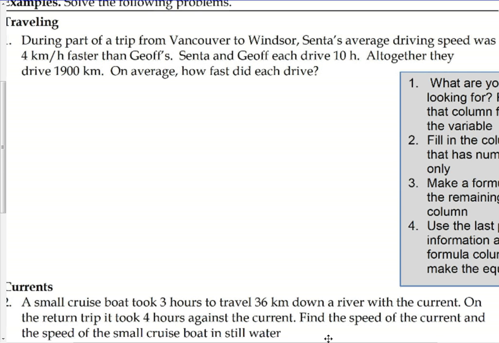It's a lot of information thrown at you, right? So let's split it up into two scenarios. What are the two scenarios that we have here? What's the question asking? Jeff's speed and Senta's speed. Okay, so that means we have two people, two scenarios, right? Two situations. We have Jeff, spelled with a G, and Senta.